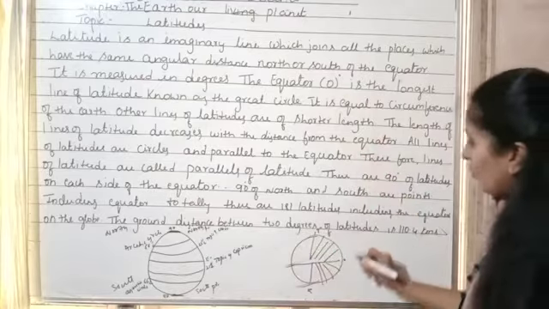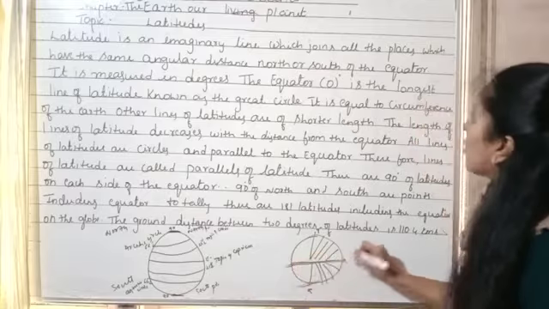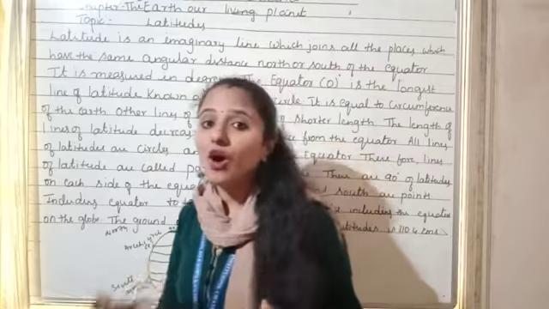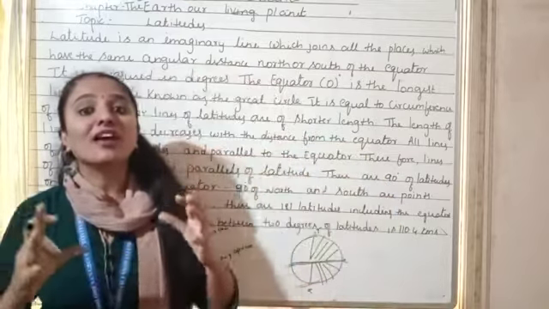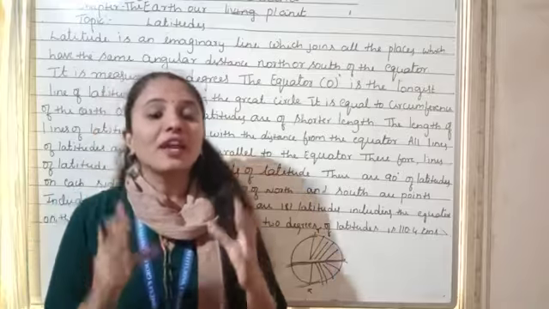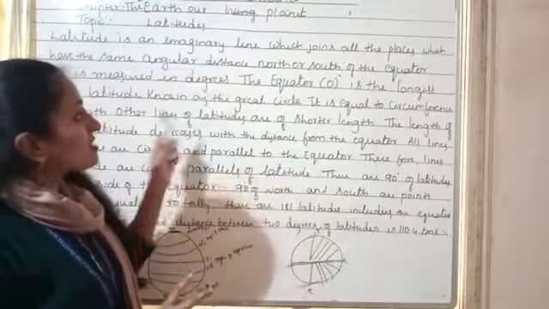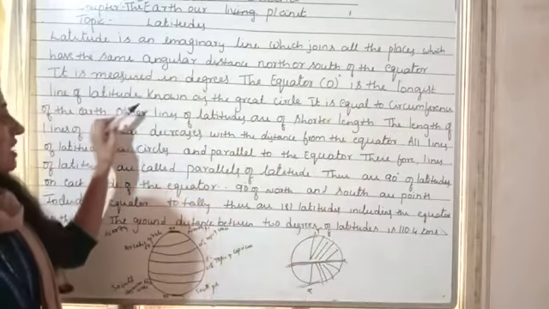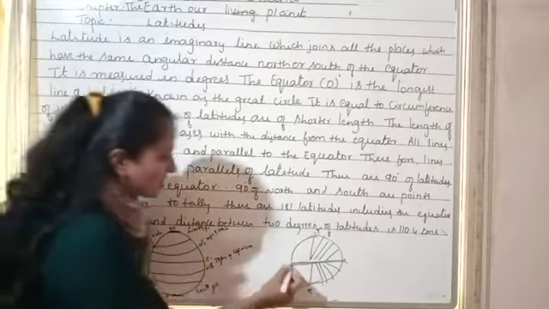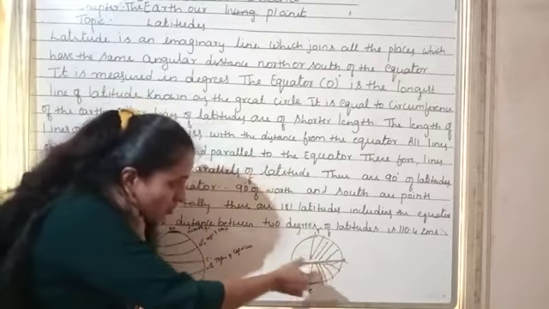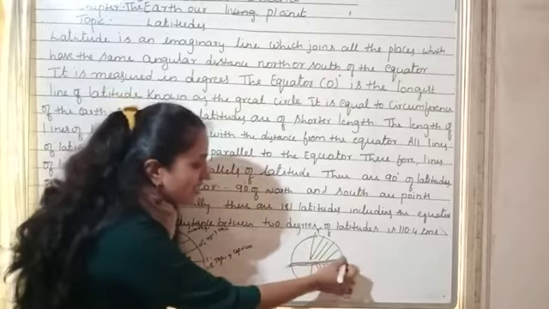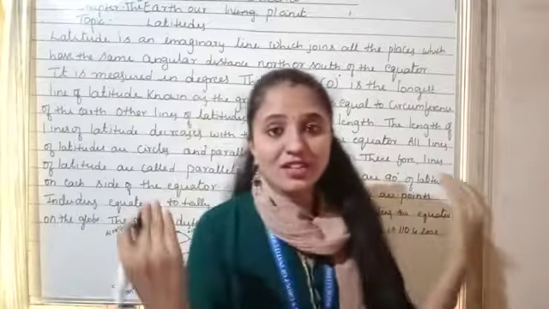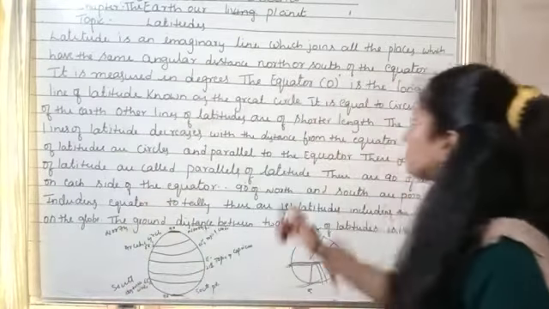The equator is 0 degree, and it is called the longest line of latitude, known as a great circle. Which is the longest line, children? The equator is the longest line and it is considered as 0 degree. Equator is considered as 0 degree and is the longest line of latitude, known as a great circle. You should consider it as one circle. This is considered as a great circle.